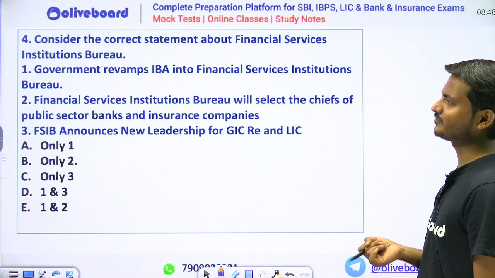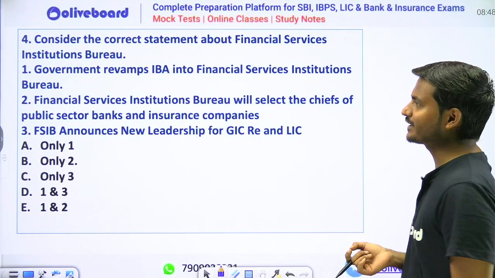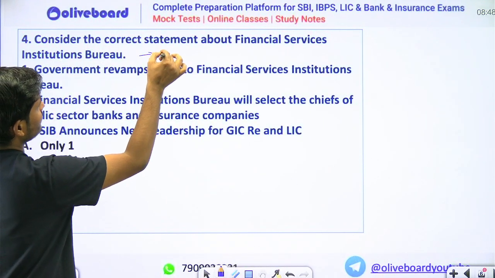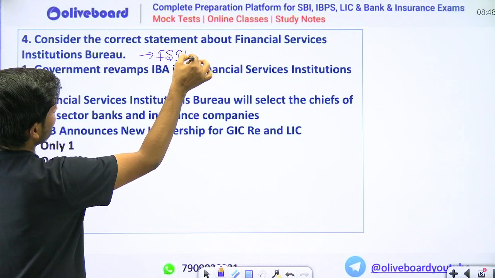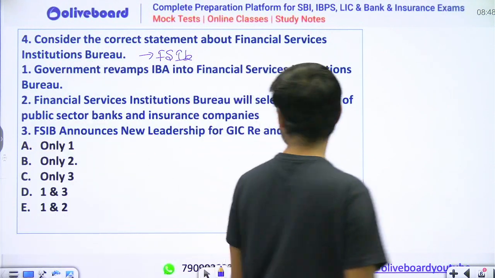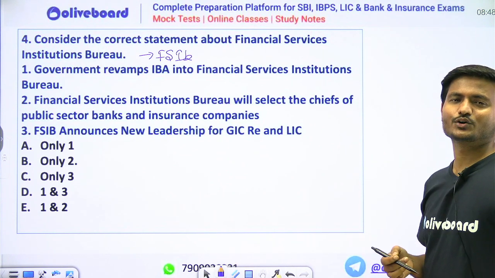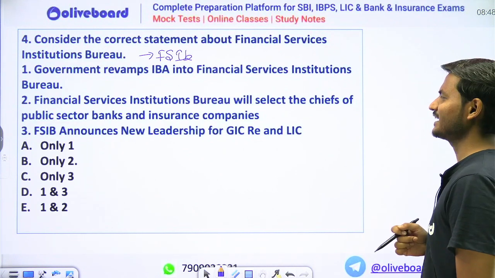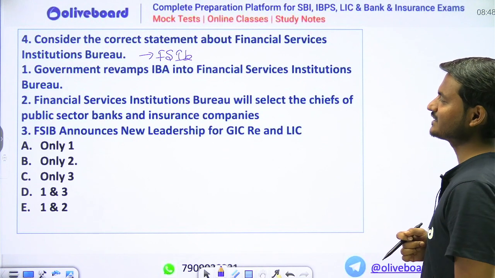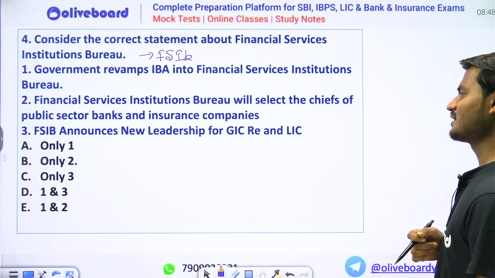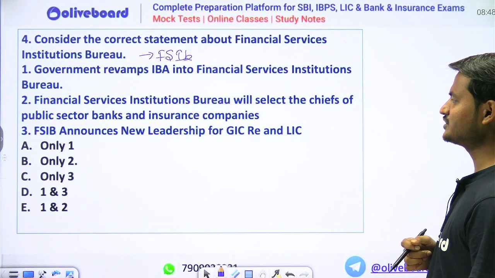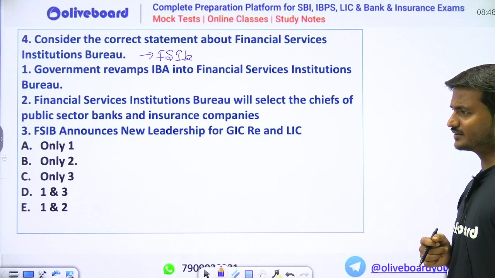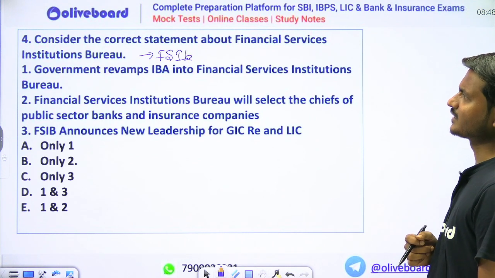Consider the correct statement about Financial Services Institution Bureau. FSIB is the short form of Financial Services Institution Bureau. The first statement is government revamp IBA into Financial Services Institutions Bureau. Financial Services Institutions Bureau will select the chief of the public sector bank and the insurance company, and FSIB announces new leadership for GICRE and LIC. So we have to answer the correct statement.